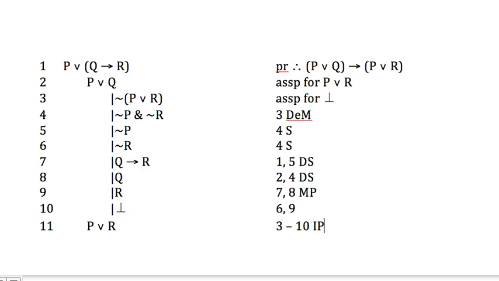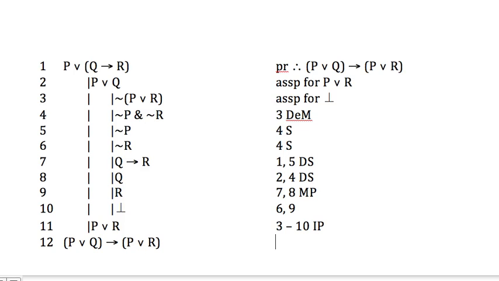P or R was exactly what we needed to get. When we assumed P or Q, that was our goal, and so we've completed the first of the two subproofs, which means that we've got what we want. We got P or R from our assumption of P or Q, and that means that on our last line we have the very thing we had set out to prove. That from P or Q arrow, P or R. So that's 2 through 11.